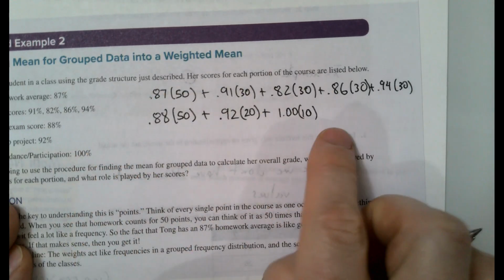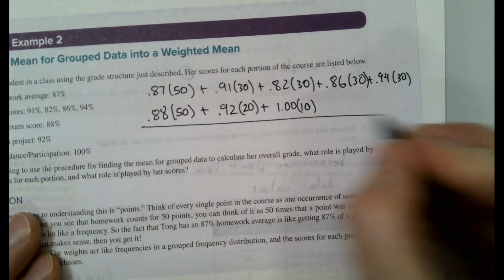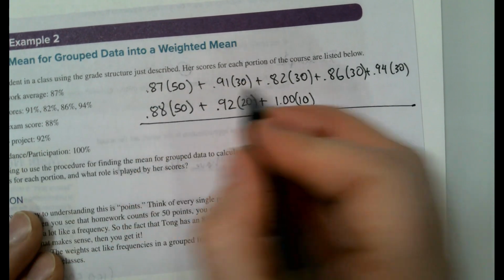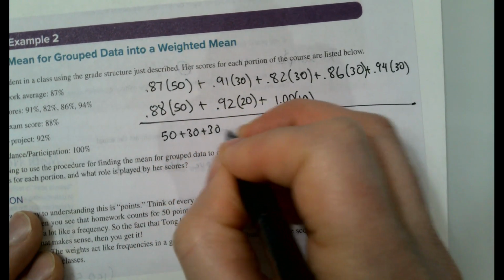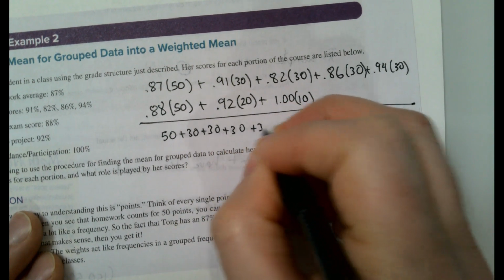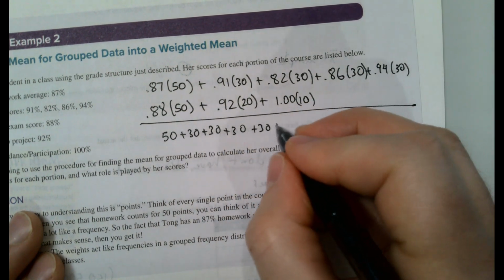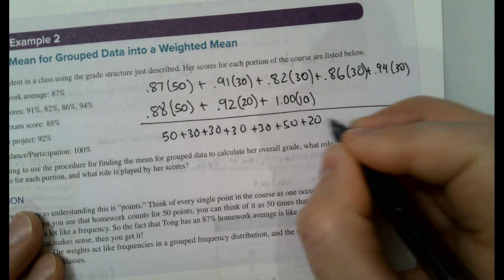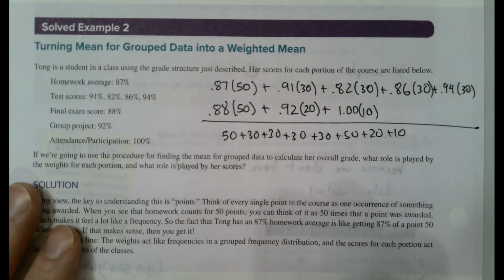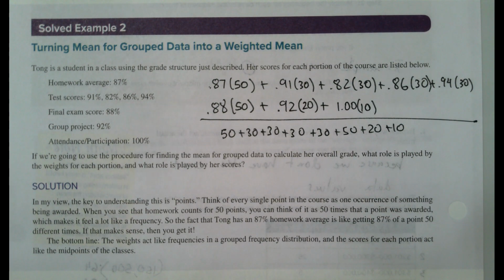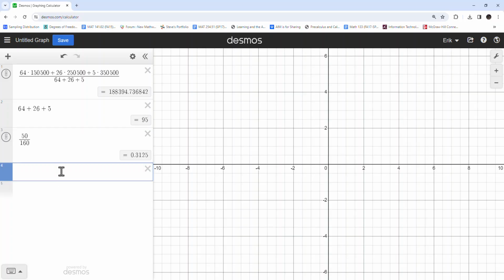So we're going to add these all up, and then we're going to divide this whole mess by the sum of all these things. 50 plus 30 plus 30 plus 30 plus 30. There's the 4 exams. Plus 50 plus 20 plus 10. And this is going to get Tong's grade in the class. Let's type that into Desmos and see what we get.